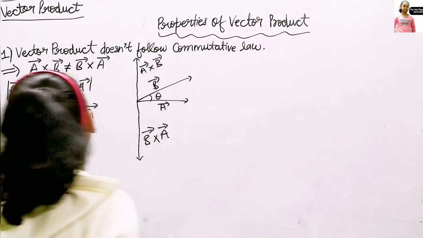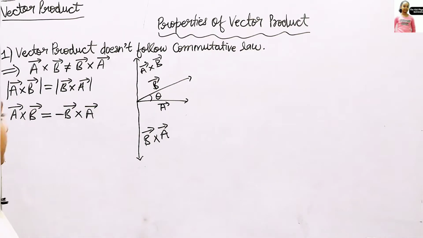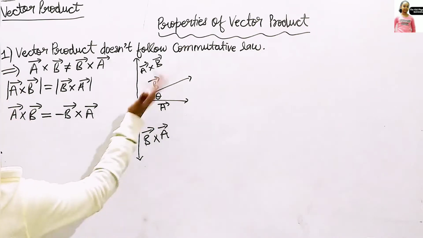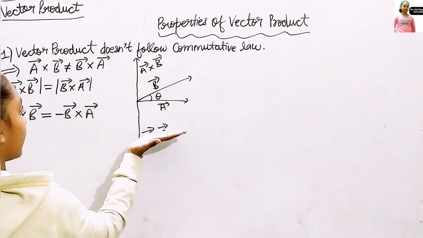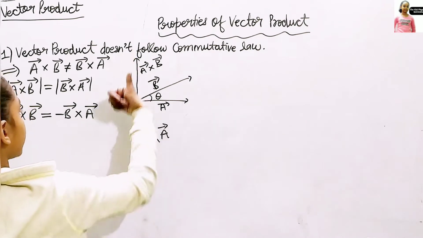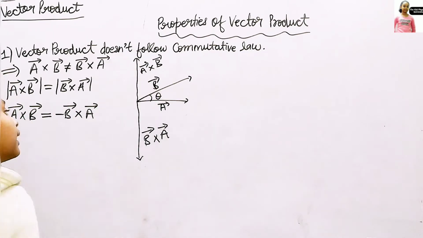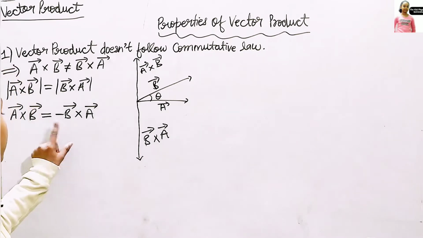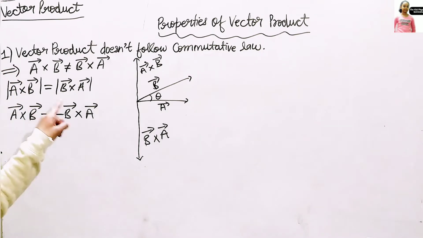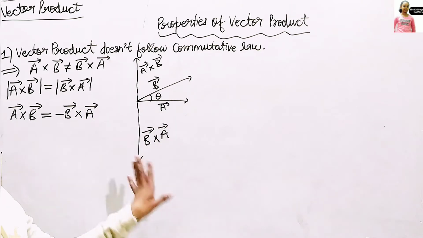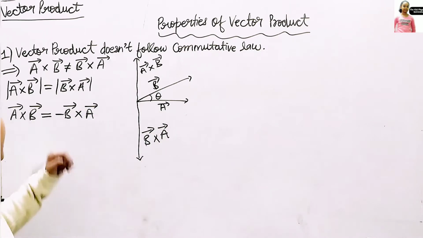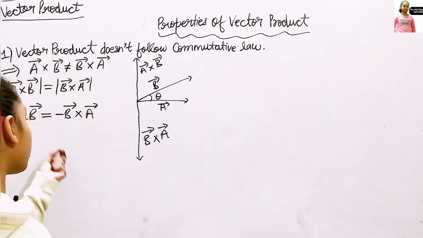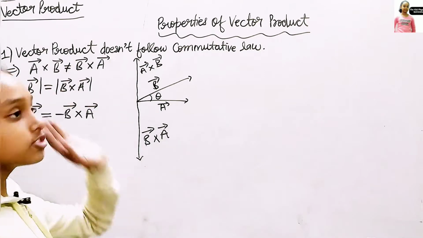Now let's see through the right hand thumb rule. A cross B is the same, coming upwards. A cross B, the thumb is pointing in the north direction, so A cross B stays the same. But let's see minus B cross A. Here was B, so I simply put it normally. But here it is minus B, so what are we going to do? I have told you that its direction will only be changed.